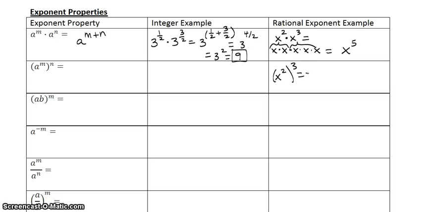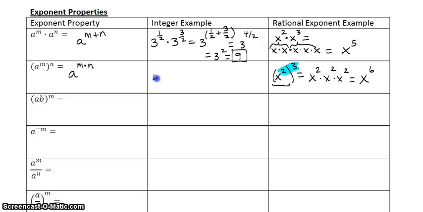Now this time, remember, a power really means how many times I want the base multiplied together. So this means I want x squared 3 times. Following what we just learned for the other property, though, that adds together to be 6. So a shortcut is, I call this power to a power. If you have a power to a power, you actually multiply the exponents. So this one, I will say a to the m times n for my answer.